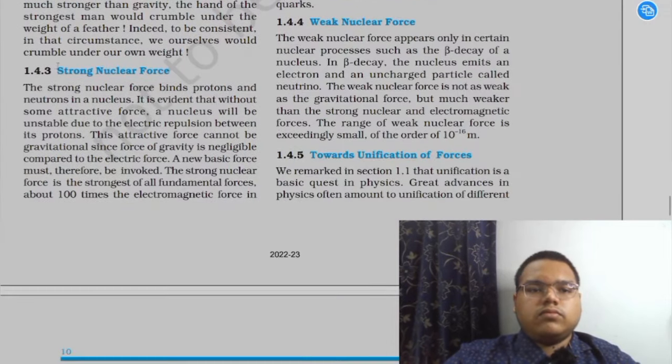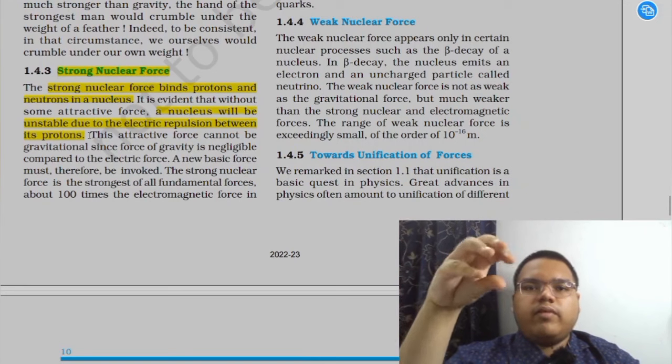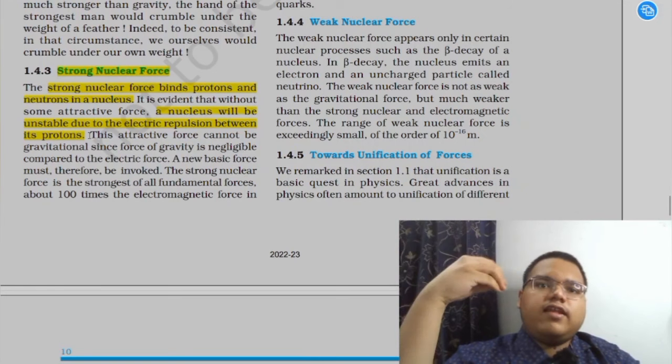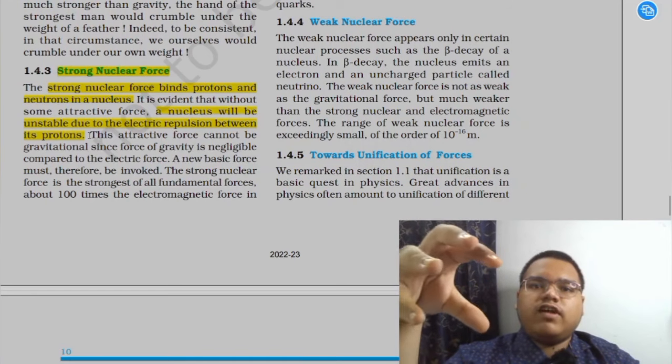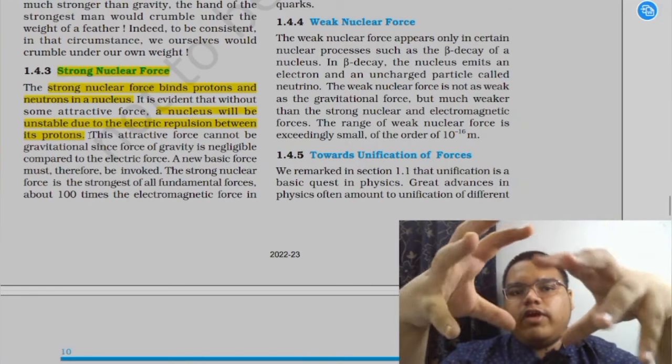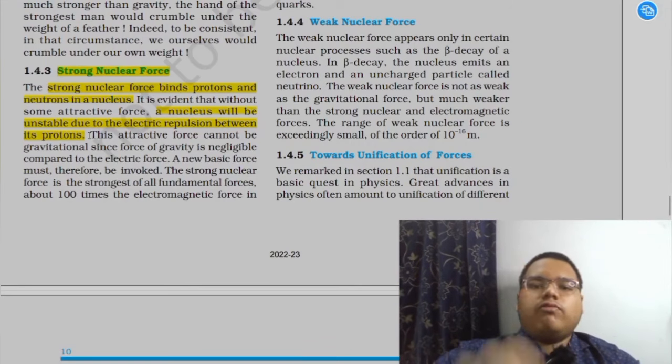Now next, strong nuclear force. Strong nuclear force binds protons and neutrons in a nucleus. It is evident that without some attractive force, the nucleus will be unstable due to electric repulsion between the protons. Neutrons are neutral, so they have no charge. So there must be some negative charge, but there is no negative charge in the nucleus of an atom. So the positive charges have to be arranged in some way that they are stable inside a nucleus. So this work is done by a strong nuclear force.